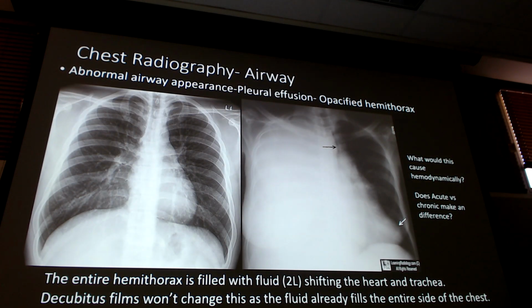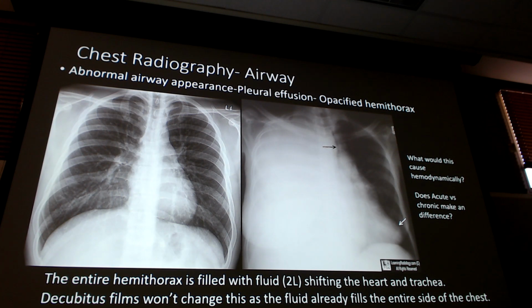Oh boy. That's a problem. What's going on here? I have an opacified hemithorax. It tells you at the bottom of the slide. The entire hemithorax is filled with 2 liters of fluid. Now here's the fun question. If I didn't put that on the bottom of the slide, and I just gave you that x-ray, could that be a whole lung atelectasis? Yes, it could. That could be an entire lung collapse.